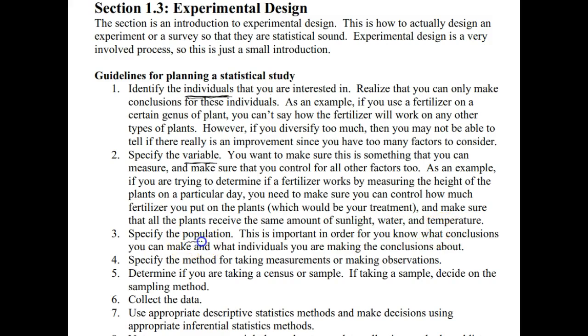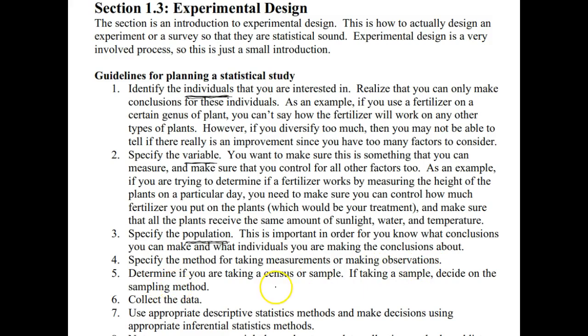Then we want to specify the population. There's another key vocabulary word from our first section. This is important in order for you to know what conclusions you can make and what individuals you are making the conclusions about. Then you're going to specify the method for taking measurements or making the observations.